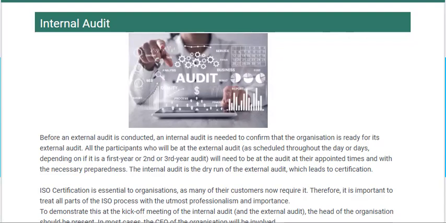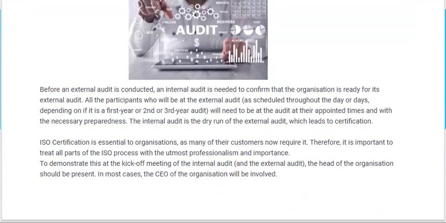ISO certification is essential to organizations, as many of their customers now require it. Therefore, it is important to treat all parts of the ISO process with the utmost professionalism and importance. To demonstrate this at the kickoff meeting of the internal audit and the external audit, the head of the organization should be present. In most cases, the CEO of the organization will be involved.